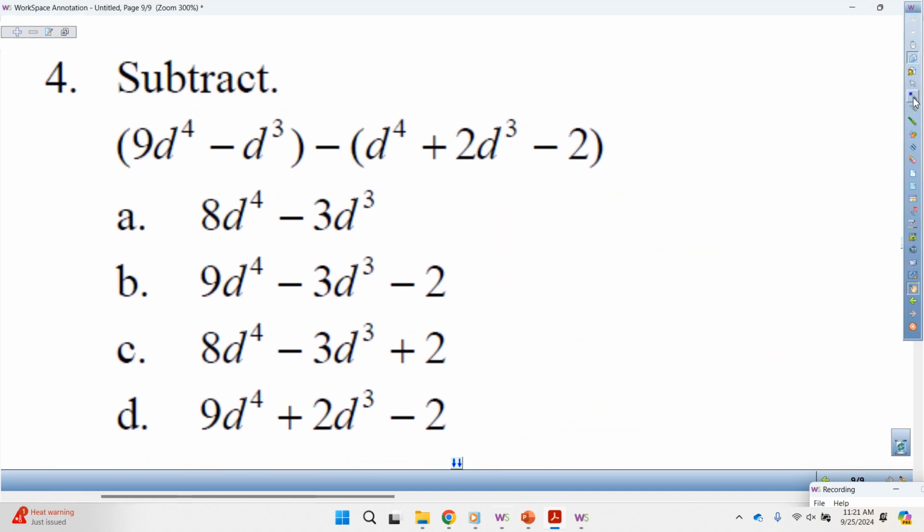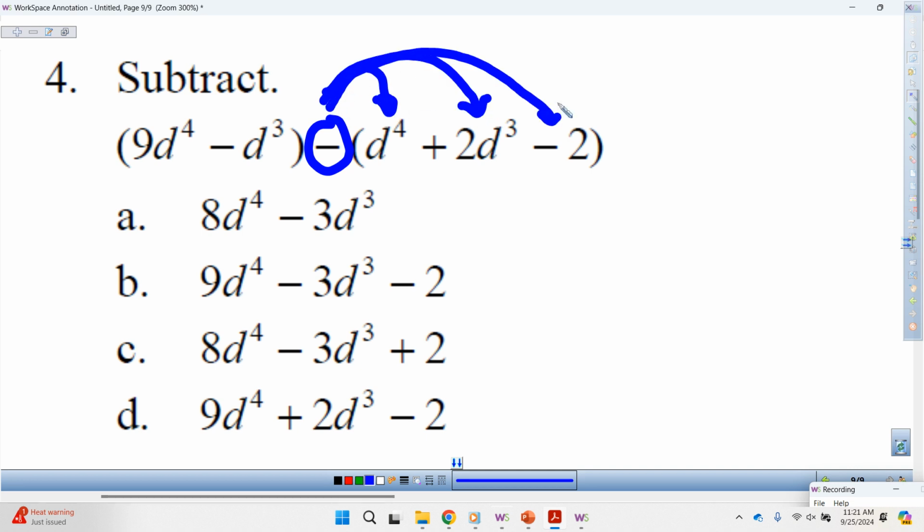It says subtract. Tell your neighbor what to do there, please. Remind them. Mario, what do we do? Circle the negative and do what? Distribute. Yes, that is correct. So therefore we end up with negative d to the 4th, negative d to the 3rd, and positive 2.